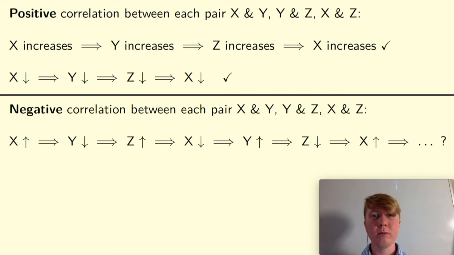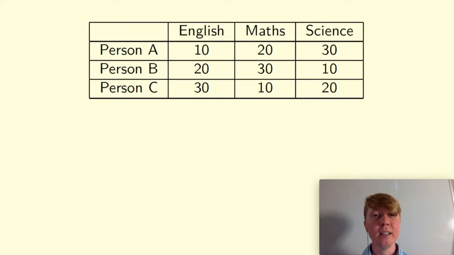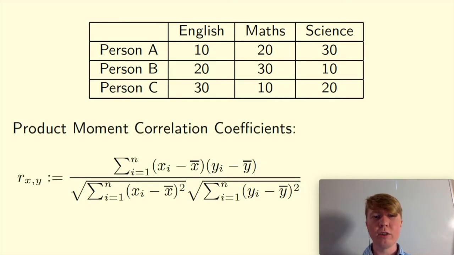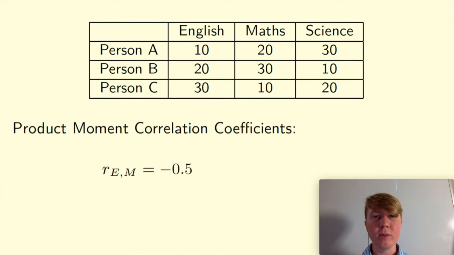We'll have a look at a very simple, small example here. So if you imagine we've got three variables, English score, maths score, and science score, for three people who've sat different tests, and they've got these scores. So here we can calculate the correlation coefficient using the formula, using a calculator, or putting it into a computer, however you like to do it. And it turns out that the correlation coefficient between English and maths, you get minus 0.5. So this suggests a weak negative correlation between your English and maths scores. So if you do better on English, you'd expect to do slightly worse on maths on average.